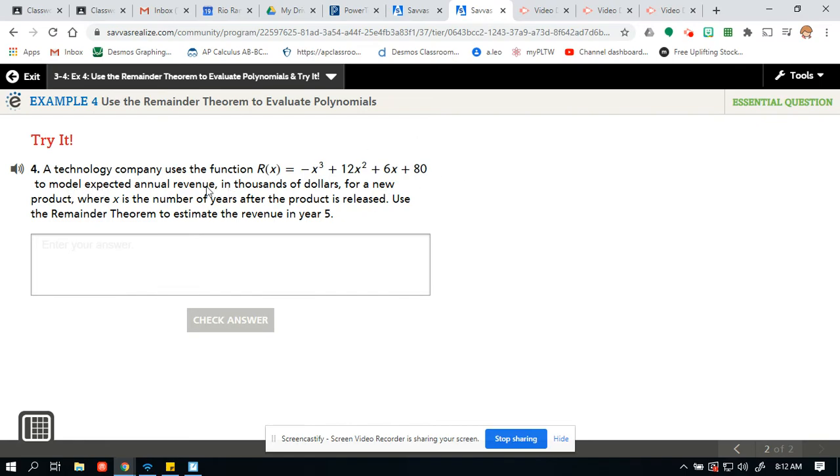And then a technology company uses the function R of x equals negative x cubed plus 12x squared plus 6x plus 80 to model the expected annual revenue in thousands of dollars for the new product, where x is the number of years after the product is released. Use the remainder theorem to estimate the revenue in year 5. So your value is going to be 5 in this case, and you're just going to find the remainder and then use that to find P of A.